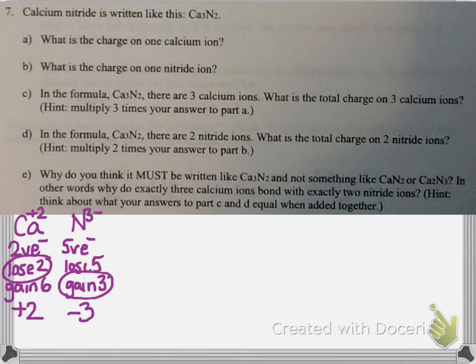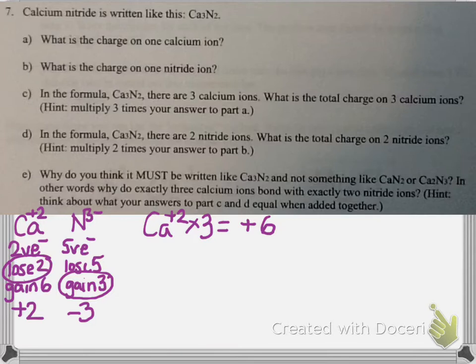In the formula Ca3N2, there are 3 calcium ions. What is the total charge on 3 calcium ions? So if I have Ca plus 2 times 3 of them, that gives me a total charge of +6.